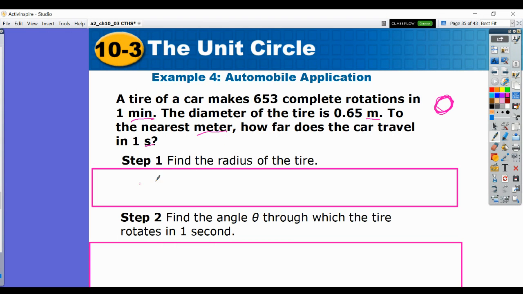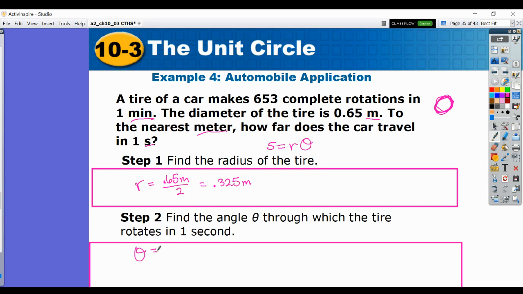Let's start out with finding the radius of the tire. Remember my formula is S equals R theta. So if I can figure out R and theta, I'm just multiplying them together. The radius, well, they told me the diameter is 0.65 meters. So all I have to do is divide that by 2, and I get 0.325. Now I've got my radius.